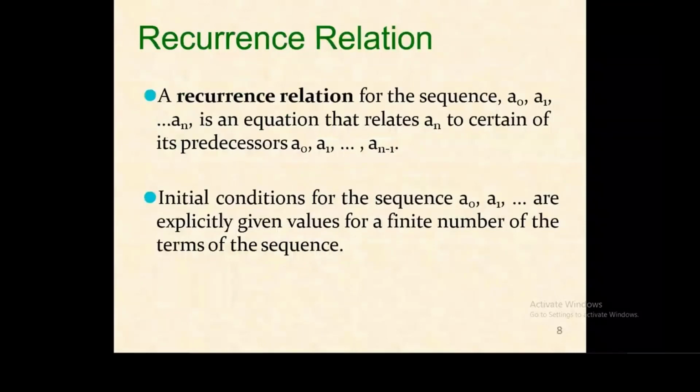Look, what is a recurrence relation? A recurrence relation is a sequence of terms like a0, a1, an, and it is an equation that relates an to certain of its predecessor values. I can write it like a n equals a of n minus 1 plus some constant value. So this is a recursive definition, or recursive equation or formula.